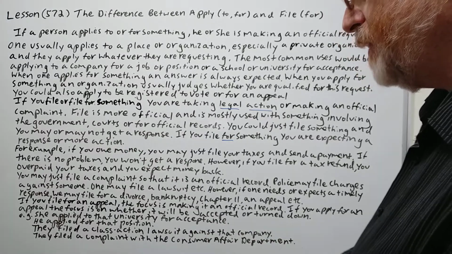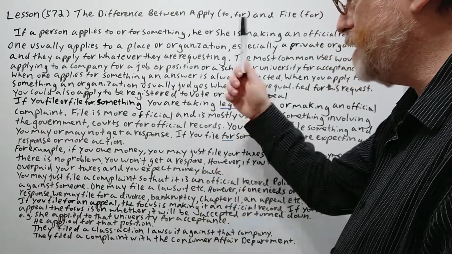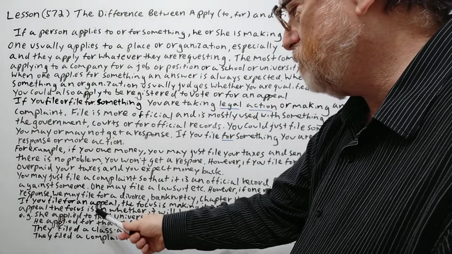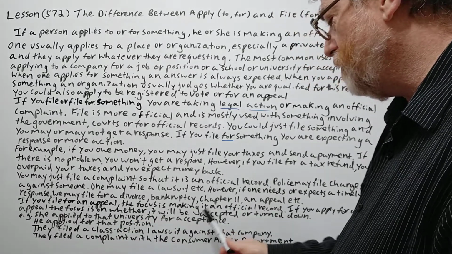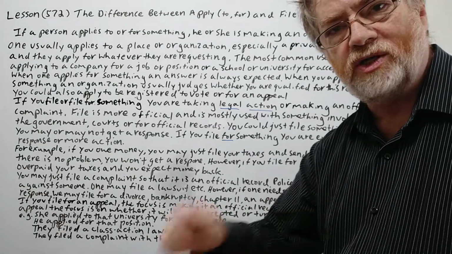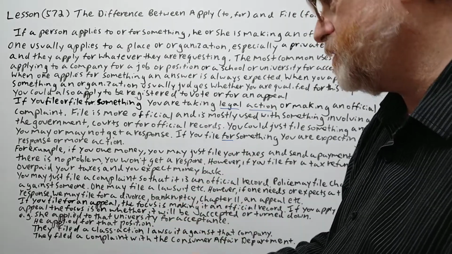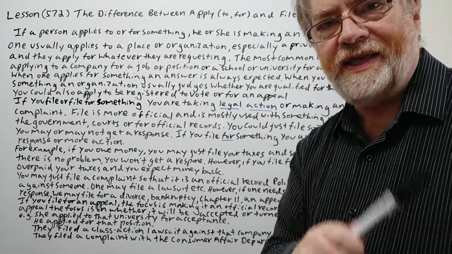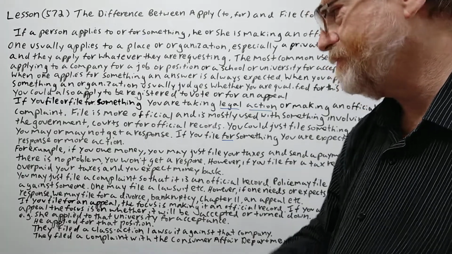All right, let's continue. I only have 4 examples because I explained most of it in this introduction. So we could say she applied to that university for acceptance. Again, it's good because you get both to and for here. You apply to a university for acceptance. He applied for that position. These are the most common uses of apply.